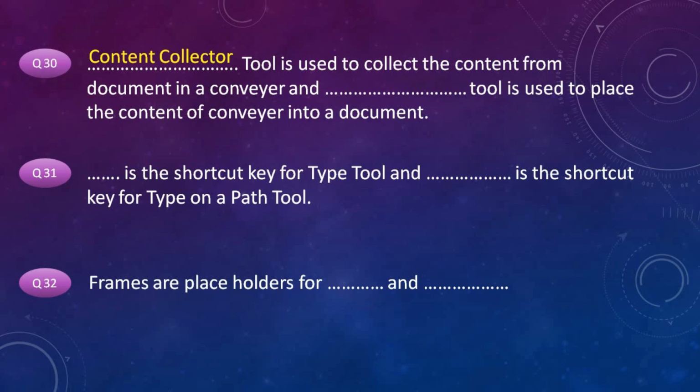The answer for these questions: content collector tool is used to collect the content from a document in a conveyor, and content placer tool is used to place the content of conveyor into a document. T is a shortcut key for type tool, and Shift T is a shortcut key for type on a path tool. Frames are placeholders for text and graphics.